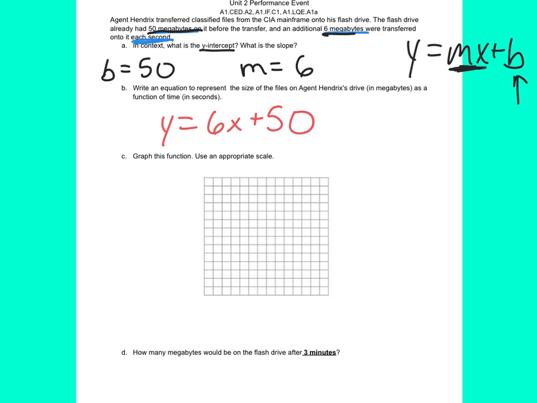Now they want me to graph it and use an appropriate scale. Okay, so if we know that 50 is going to be on our y-axis, 50 is probably going to be what is labeled as our y-axis. So it says 50 megabytes, so I'm going to write megabytes right here.